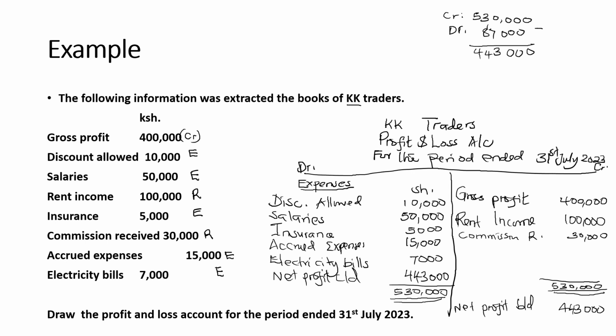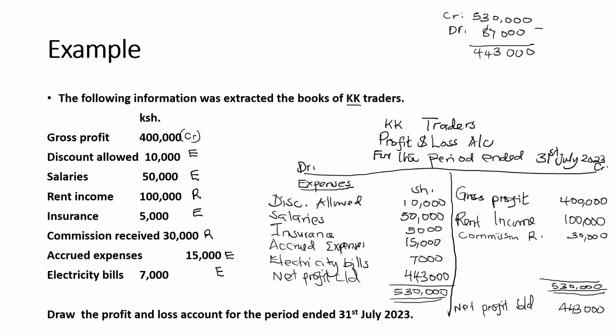We are taking it to the balance sheet. We are going to add it to the capital there, because you understand that capital of a business is affected by the net profit or the net loss. So in case it was a net loss, we are going to subtract it. But now that we have got a net profit, we are going to add it in the capital in the balance sheet. So basically, this is more about the profit and loss account.